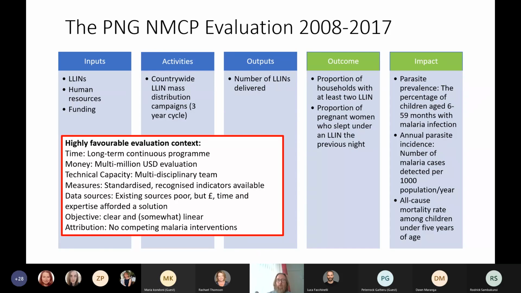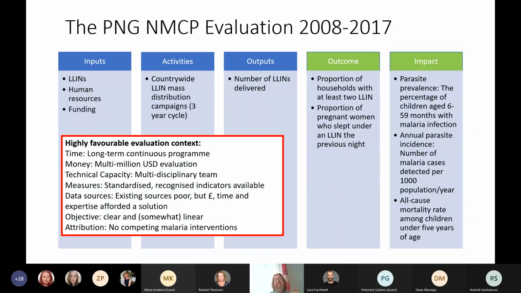Obviously, when you're reporting against outcome and impact measures, you need to be able to collect the data from somewhere. Parasite prevalence, incidence, all-cause mortality. In principle, these are things that a robust national health information system might be able to provide data for. In a PNG context, that's not true. The system is not robust enough.